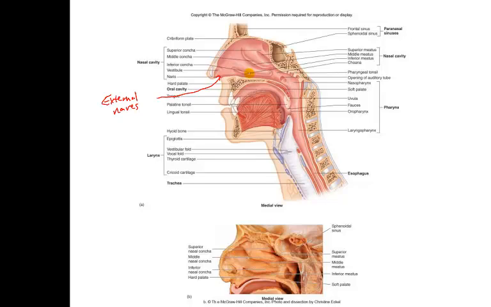A key feature of the nasal cavity that you may remember studying in MP1 are ridges. These are actually ridges of bone that are covered with mucous membrane. These are called the conchae. There's three of them. Here's the superior, here's the middle, and the inferior concha. Conchae is plural, singular is concha.